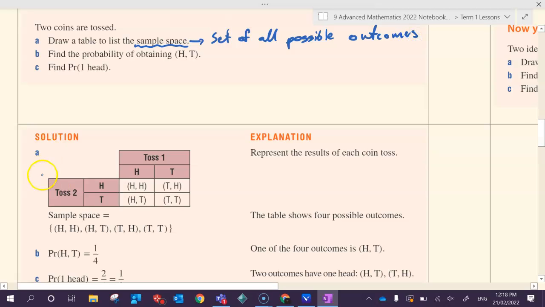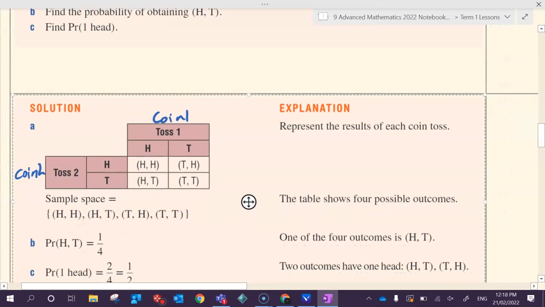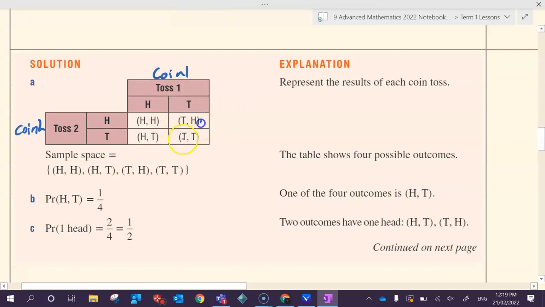So they've drawn a table. On the first coin, they've said toss 1. I'd probably write coin 1, but it doesn't really matter. And I'd write coin 2, you can label them different things. It still makes sense. Either I'm getting heads or tails on the first coin and heads or tails on the second coin. So the 4 possible outcomes are 1 head on each coin, the first coin being heads and the second one being tails, the first coin being tails and the second coin being heads, or tails and tails. So my sample space is the list of each of those 4 possible outcomes written as a set.